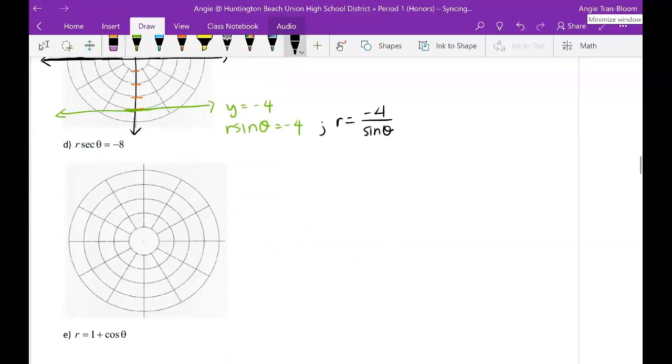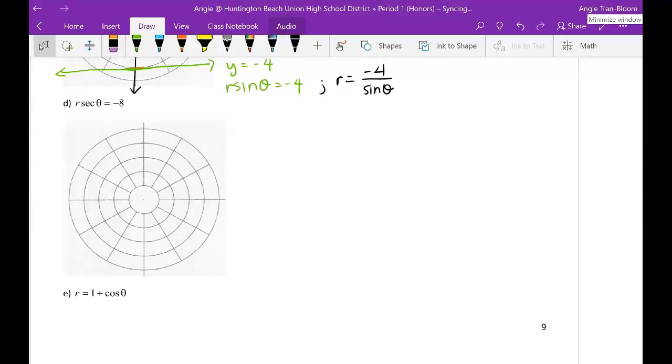D for dog. Okay. So D is the last one for this video. All right, D: r times secant of theta equals -8.